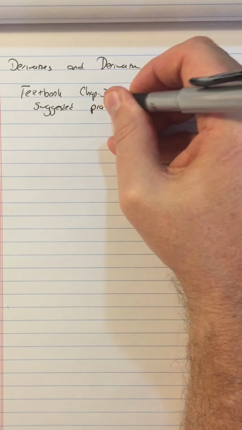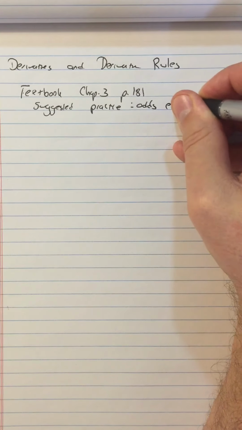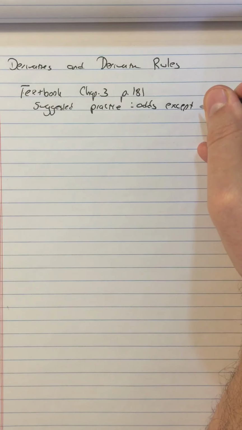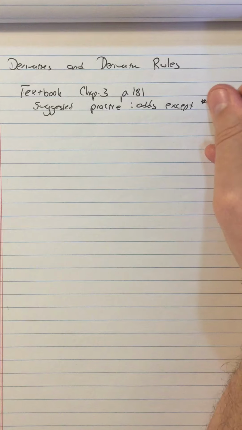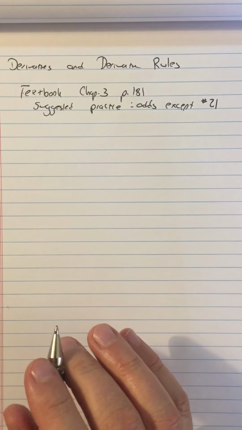Suggested practice would be all the odds except number 21. Number 21 requires a technique that we're not going to learn. For some reason, that's the only problem that has that.